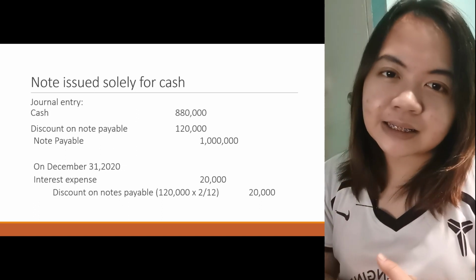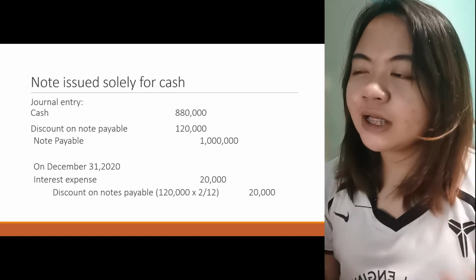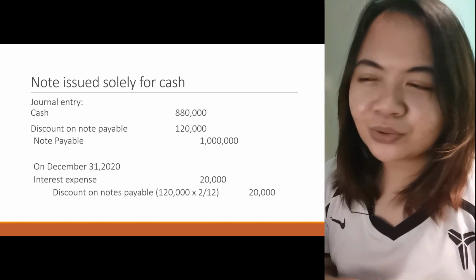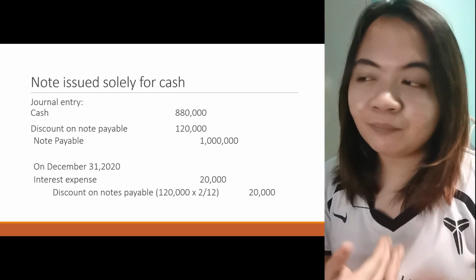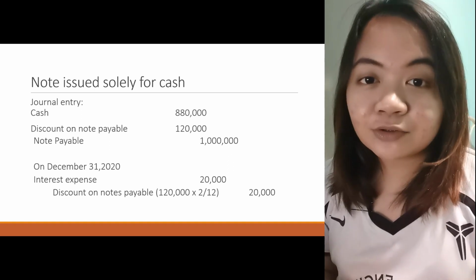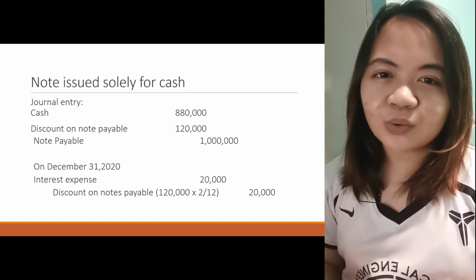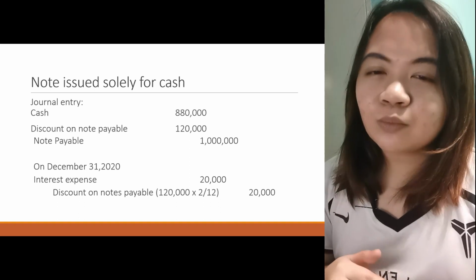That's the annual interest. Okay. So, journal entry, you receive cash of 880,000 kasi discounted yung note payable. So, yun lang yung tanggap mo. Okay, then you record the discount. So, para ito yung bonds payable, di ba? Pag nagdi-discount, nire-record din yung discount. Discount at 120. Note payable credit 1 million.